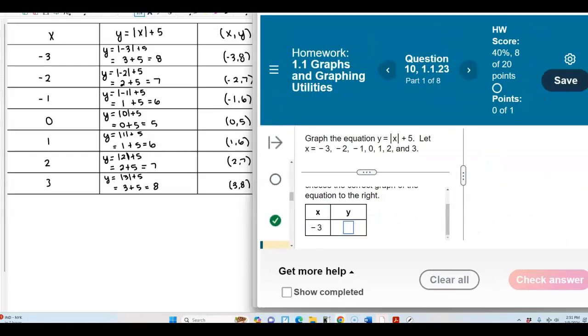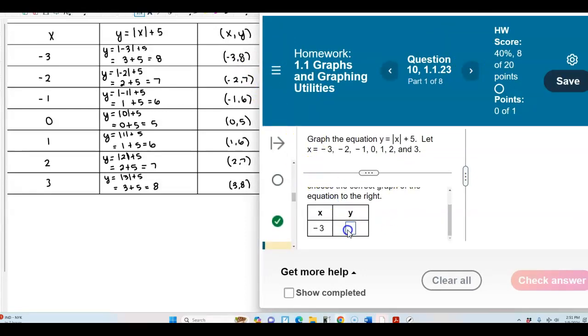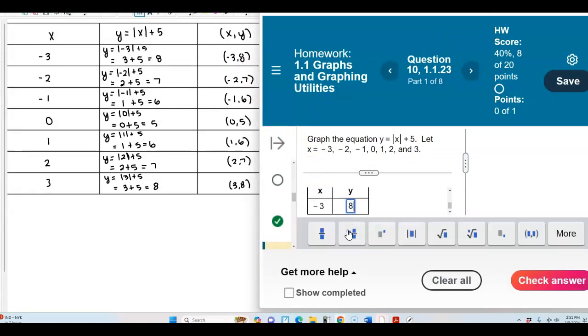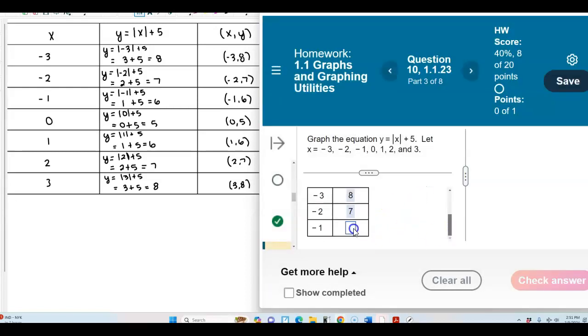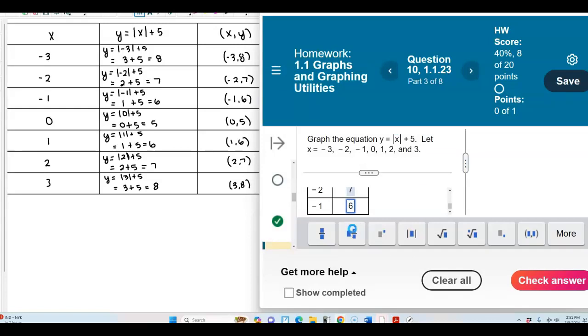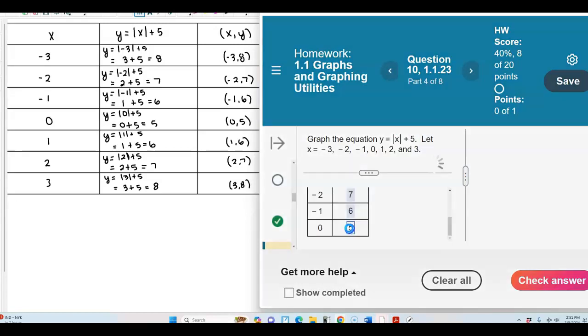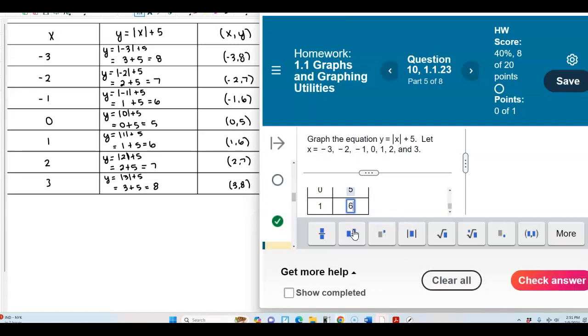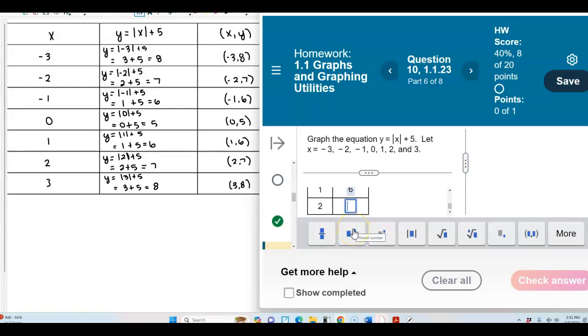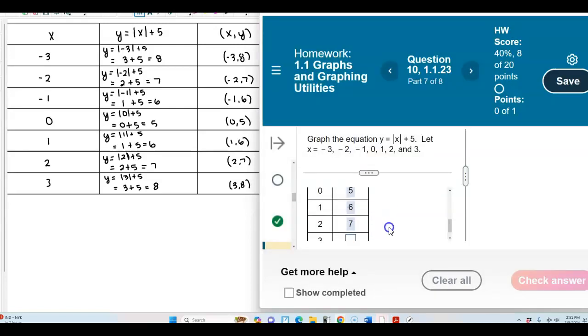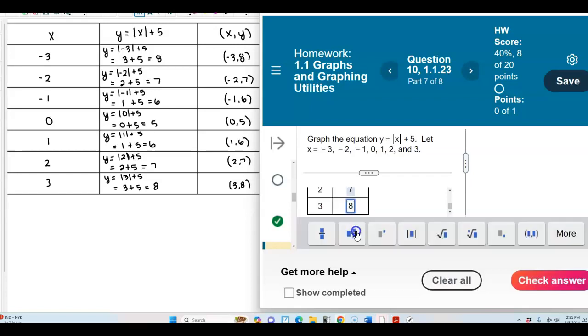Alright, so the first one that we got was -3 and then 8, so we're going to put in +8. Okay, the next one is -2 and then 7. And we have -1 and then 6. We have 0 and then 5. We have 1 and then 6. We have 2 and then 7. And we have 3 and then 8.